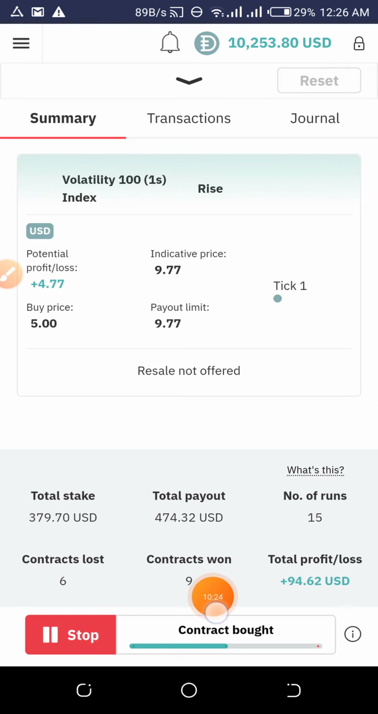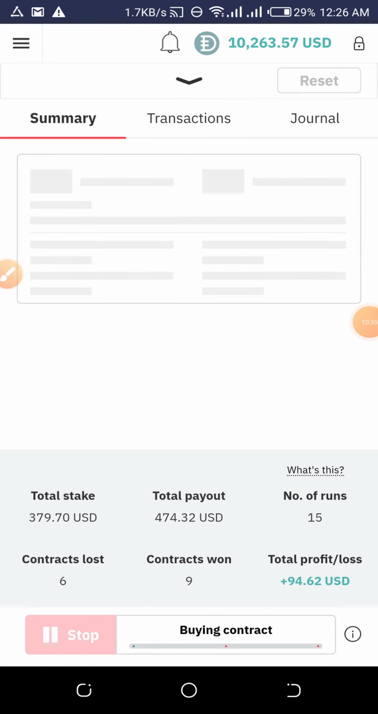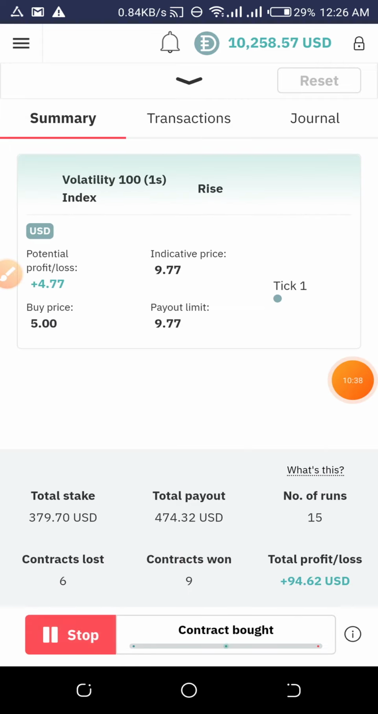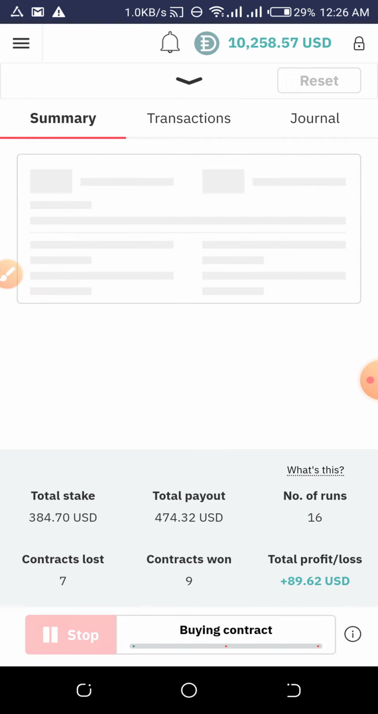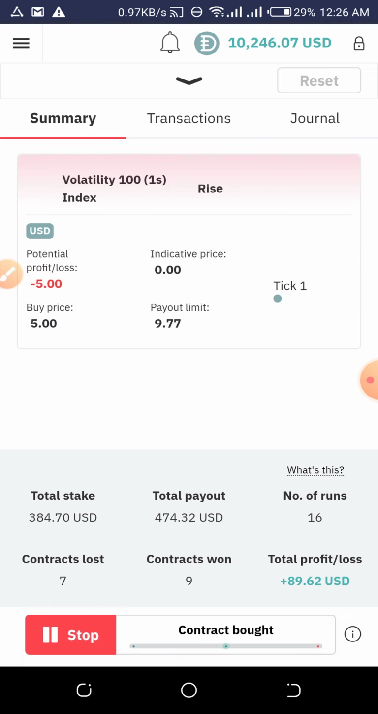Now we have 8 contracts. Okay, we've won 9 contracts, we've lost 6 contracts, and we're in profit of 94, guys. Now this bot is interesting. It automatically keeps trading for you. You can see buying contract, it keeps trading for you. It is programmed, and guys, this bot is profitable. You can use it to trade all volatility indexes, jump indexes and stuff like that, and it keeps making money for you. You can see I was busy trading on my MetaTrader, and this on the Deriv platform will still be making money, guys.